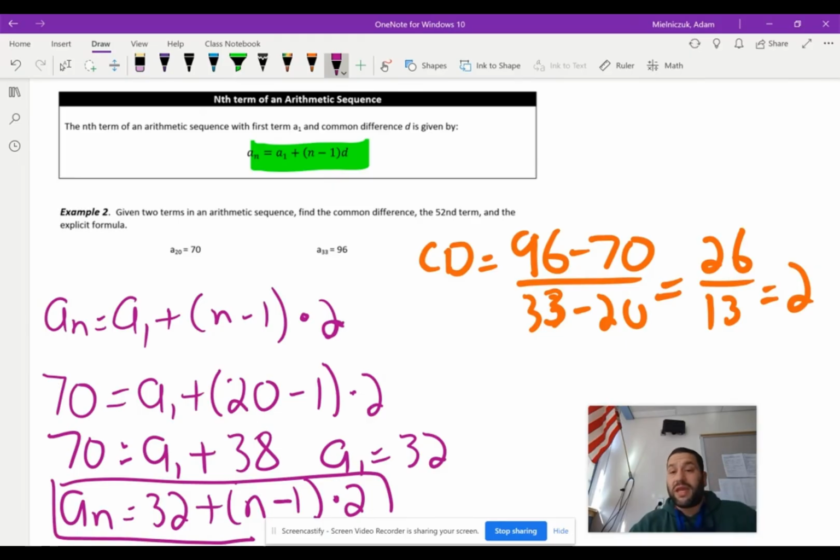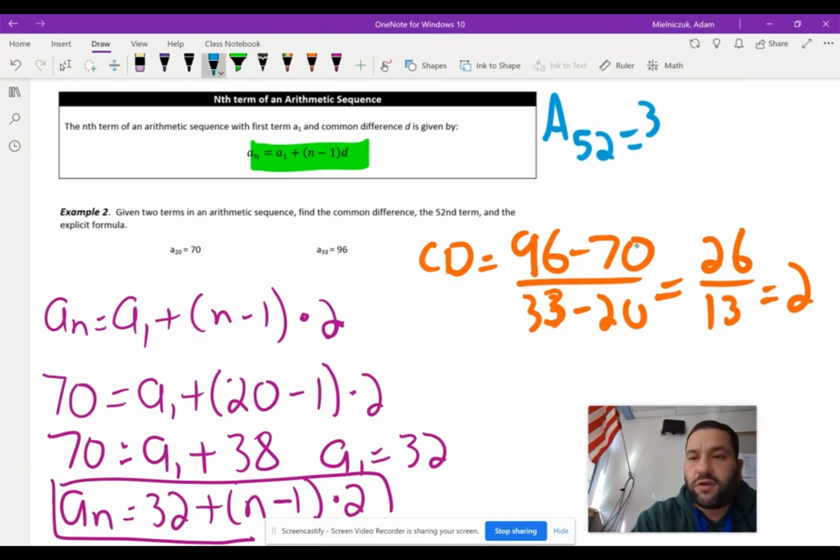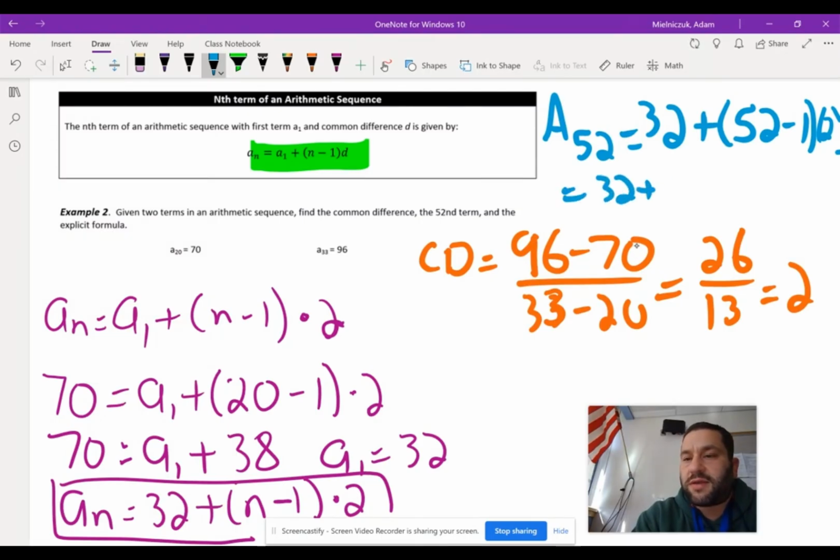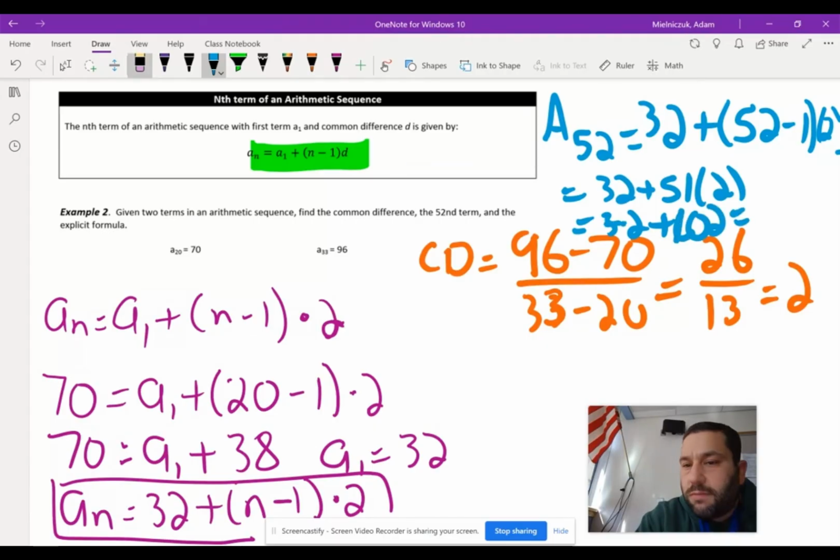Okay? Now we can use that to find the 52nd term. So the 52nd term, a sub 52, is equal to our first term plus the number of terms, so 52 minus 1, times 2. So let's clean this up. We're going to get 32 plus 51 times 2. Let's see, 51 times 2 is 102. So 32 plus 102 will give us, let me erase that last part. That is messy.